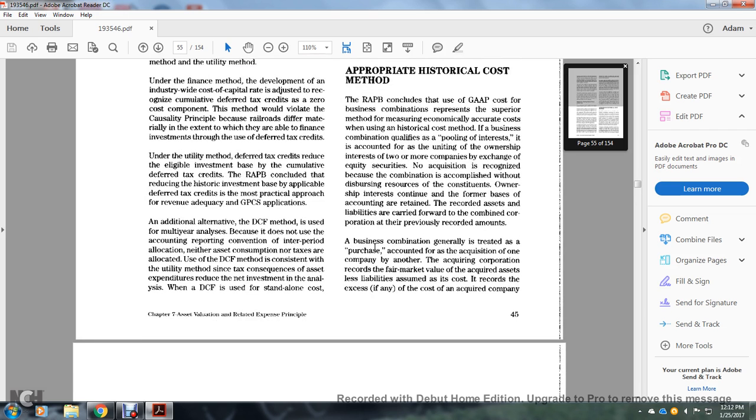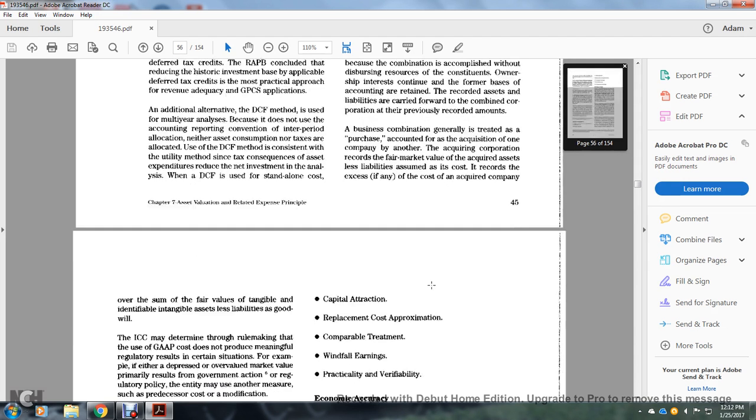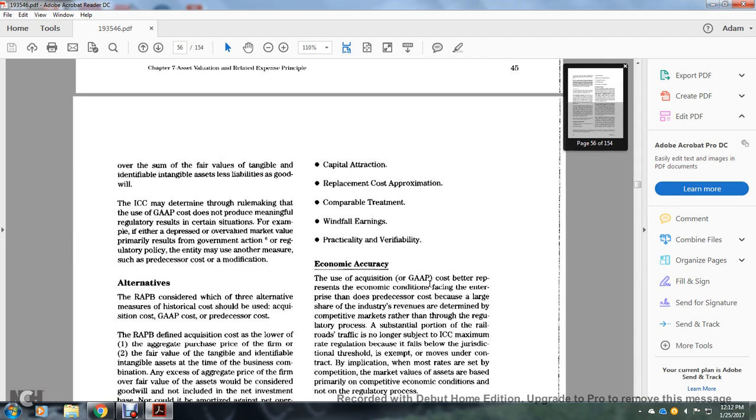Business combinations are generally treated under purchase accounting, with one company acquiring the other. The acquiring corporation records the fair market value of the acquired assets, less the liabilities assumed, as the cost that records the assets and the cost of the acquired company. This is the sum of the fair value of the tangible and identified intangible assets, less liabilities, and goodwill.